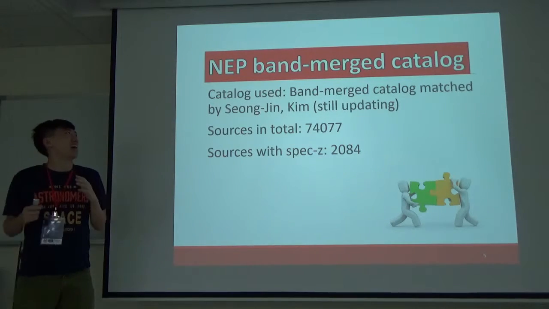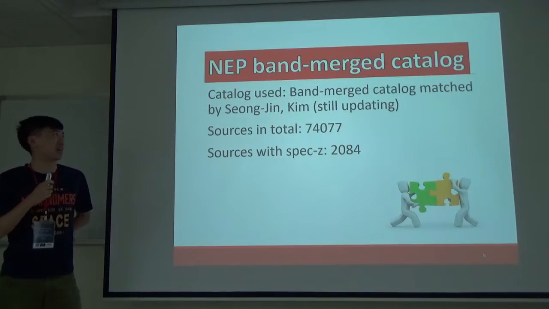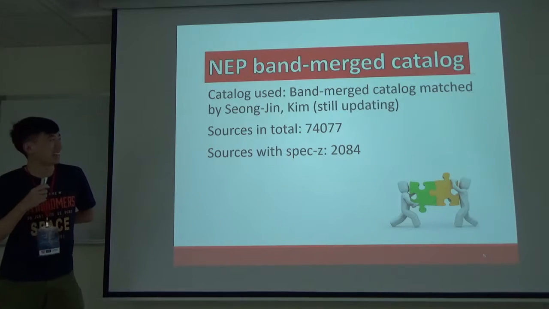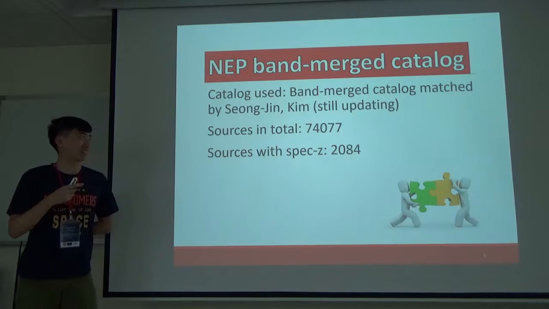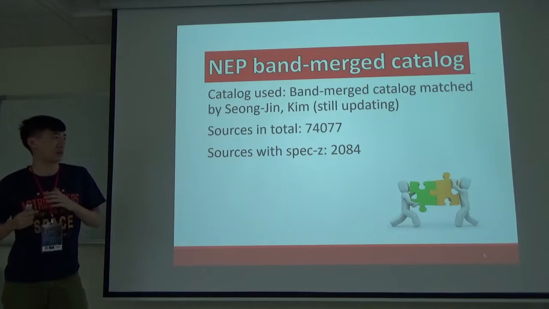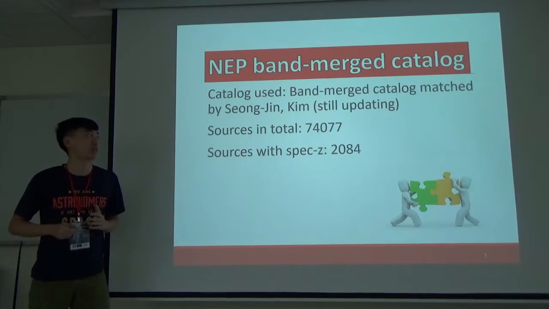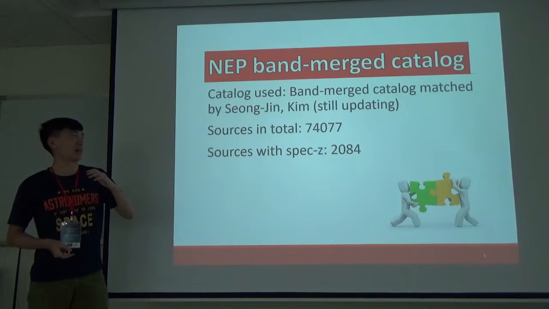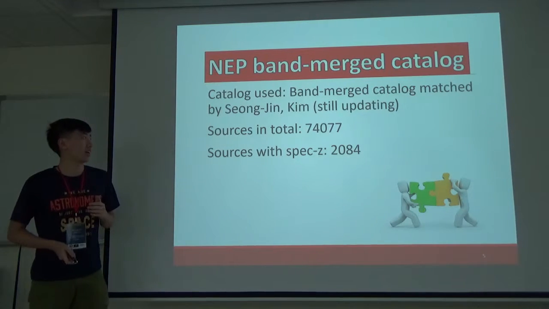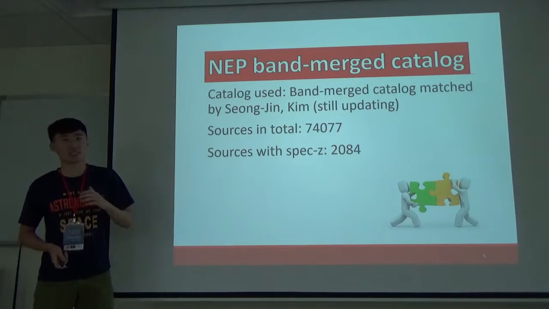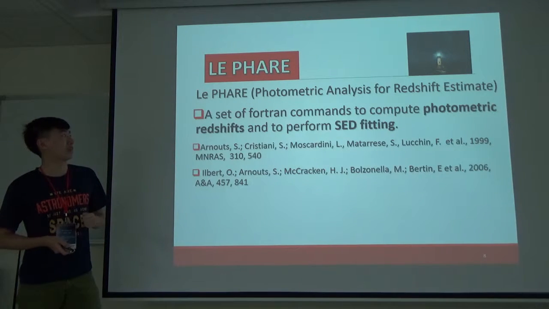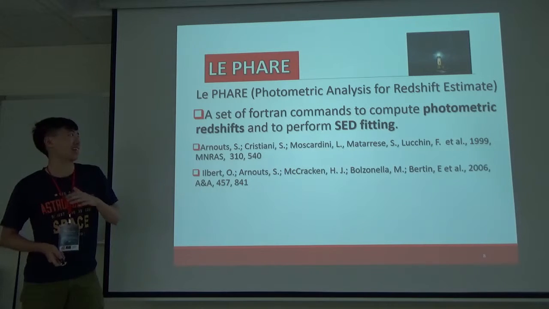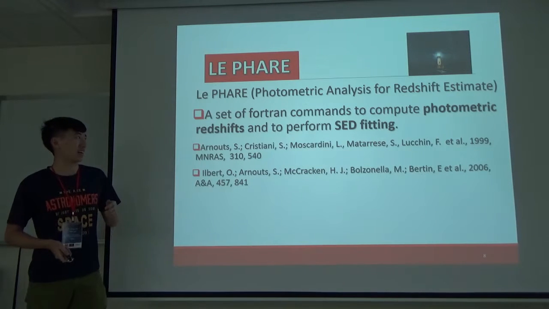So the NEP catalog I'm talking about is merged by Songjin Kim and is still being updated. The catalog I use for running photometric redshift is the most updated one. The total number of sources is around 74,000, and sources with spec-z is around 2,000. The code I use is called Lephare, and Lephare in French means lighthouse. It is an SED fitting code which can run photometric redshift.